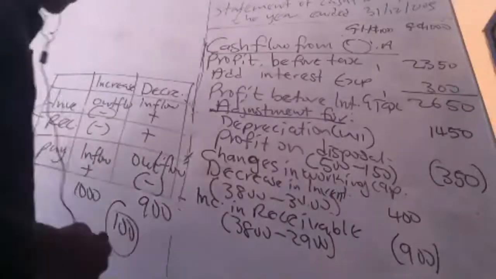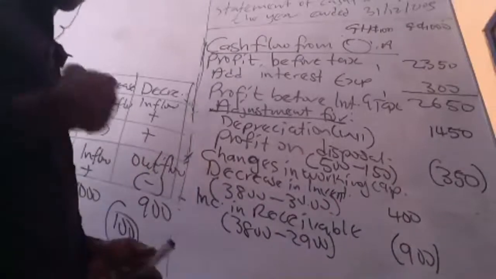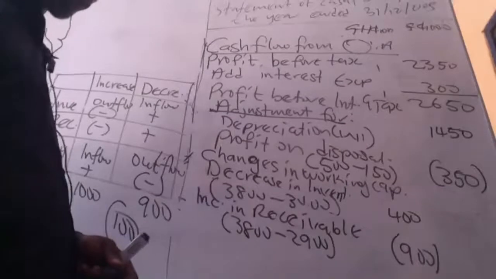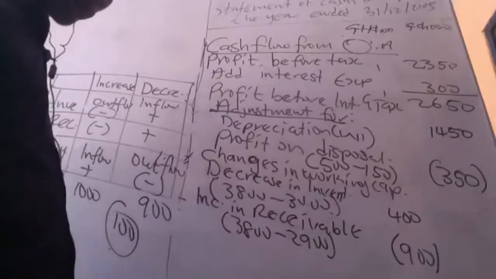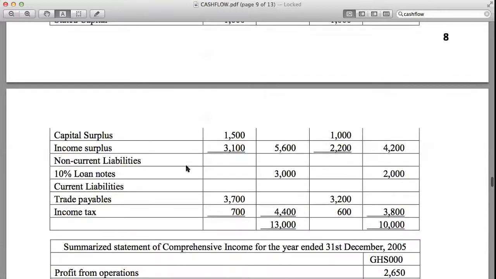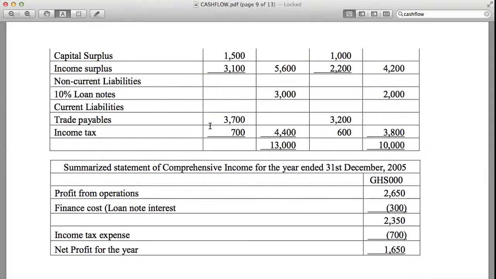Now let's go to payable. Let me throw it back to you. So let's go to payable. Trade payables. It's 3,200 at the start. At the end, it's 3,700. So has it increased or decreased? Trade payable has moved from 3,200 to 3,700.